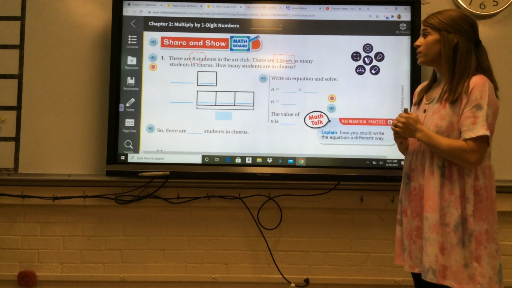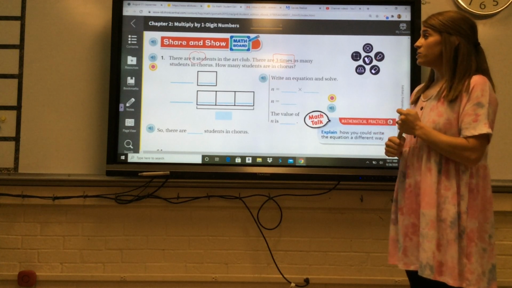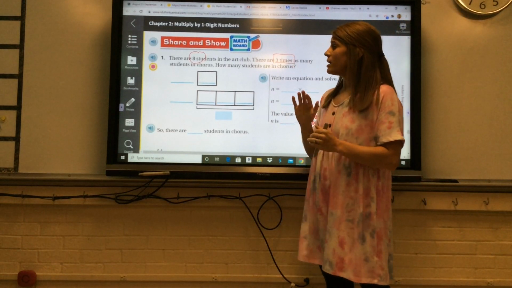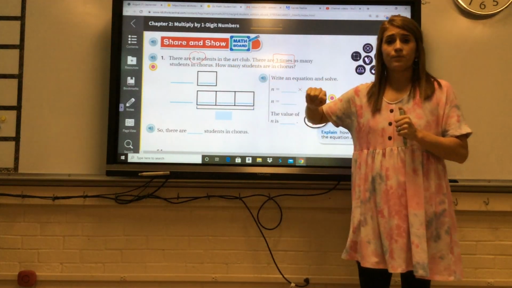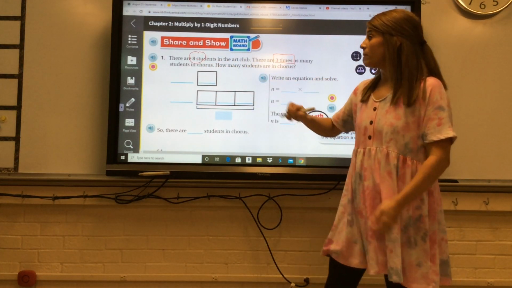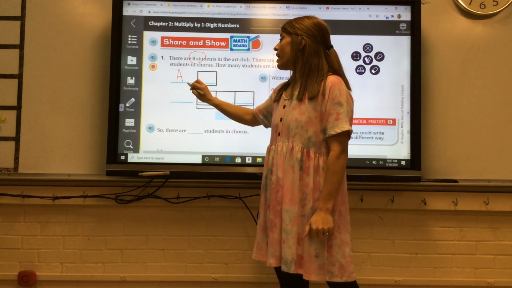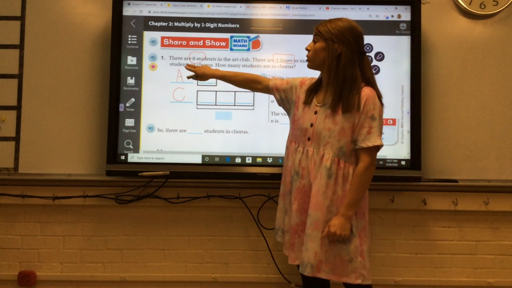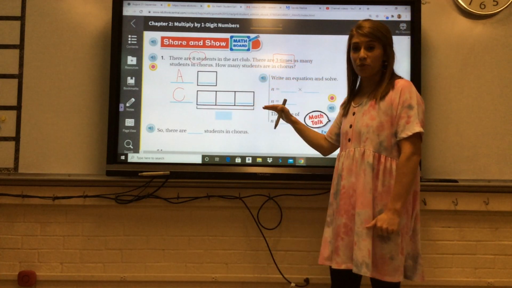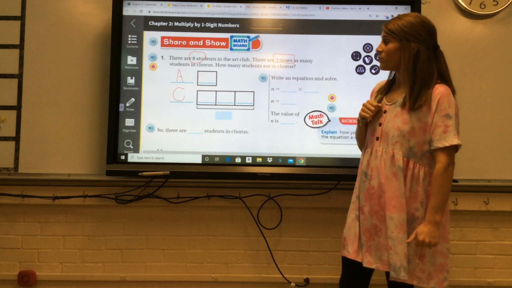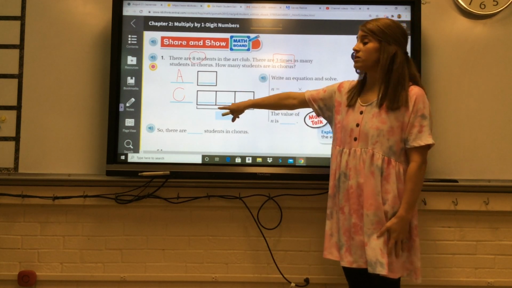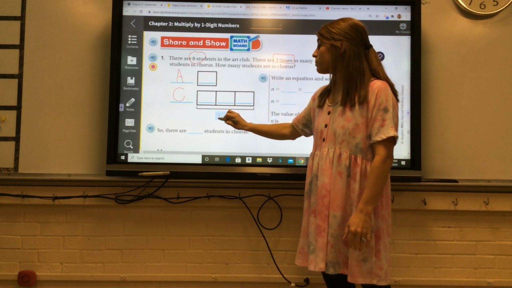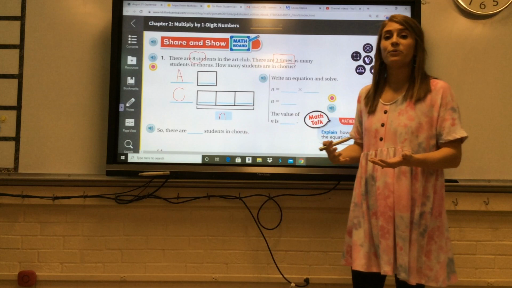Okay, so we know that there are 8 students in the art club, but there are 3 times as many in chorus. So where is art club going to go and where is chorus going to go? Right, art club is going to go right up here and chorus is going to go here because it says that there's 3 times as many in chorus, which means that it's going to have the 3 boxes here. Okay, now do we know how many students are in chorus? No, it did not give us that number in our problem, so we're going to go ahead and put that in there. That stands for the unknown number.